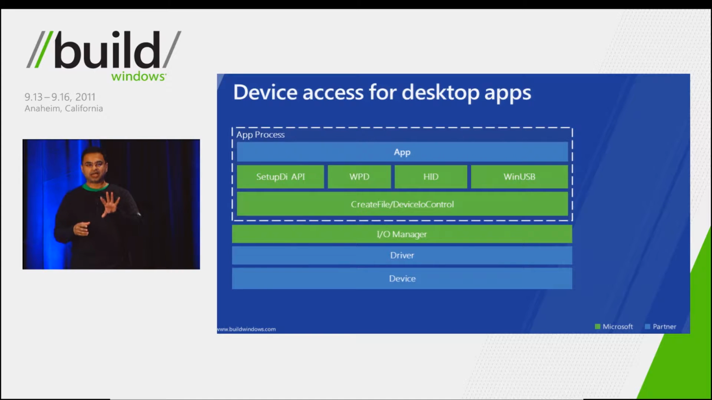One of the reasons I want to discuss this stack is because the access to the device is provided by very low-level APIs to the app in the desktop model. And some of that would not apply to the Metro-style application model. And I want to get into the reasons why.